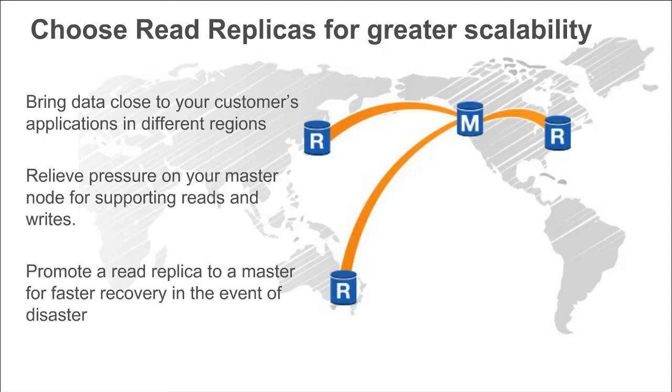So that means you not only are bringing your data closer to your customer applications in different regions, but also relieving the pressure on your master node for supporting read activity. That means your primary database can be used for reads and writes, whereas your read replicas that are spread across multiple availability zones or multiple regions can handle the additional read workloads for your application. In addition, you can easily promote a read replica to a master for faster recovery.